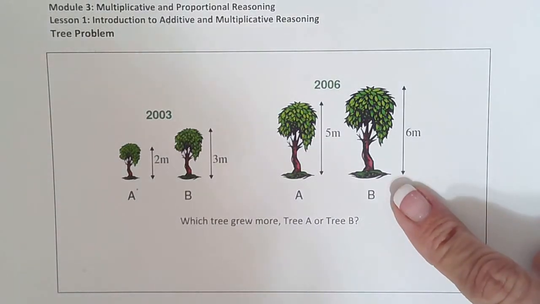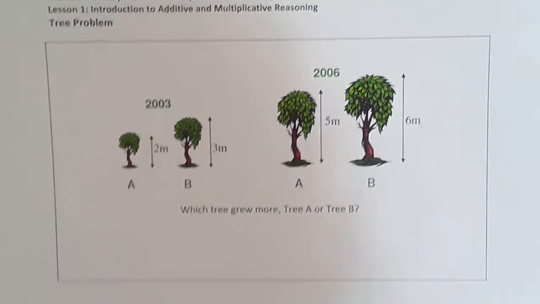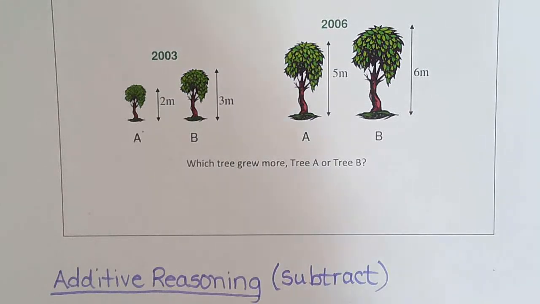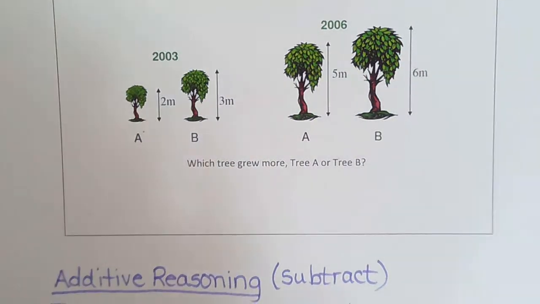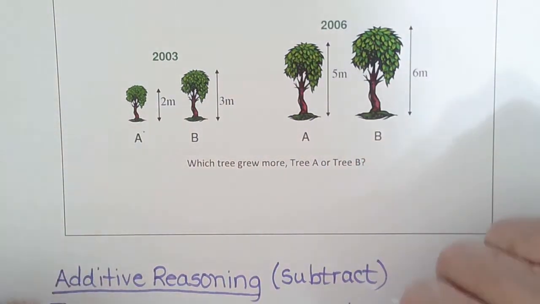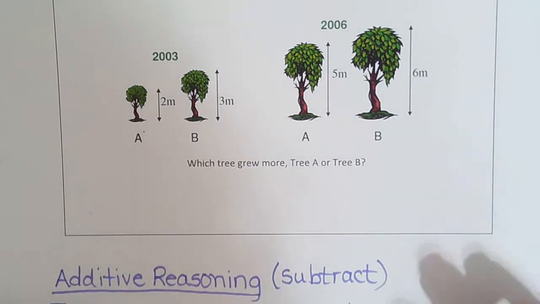So let's talk about the two kinds of reasoning that we use for problems like this. The first is called additive reasoning. It's the one that most students know. Oh yep, it grew 3 meters because I know 2 plus 3 is 5, and I know 3 plus 3 is 6. So each tree grew 3 meters.